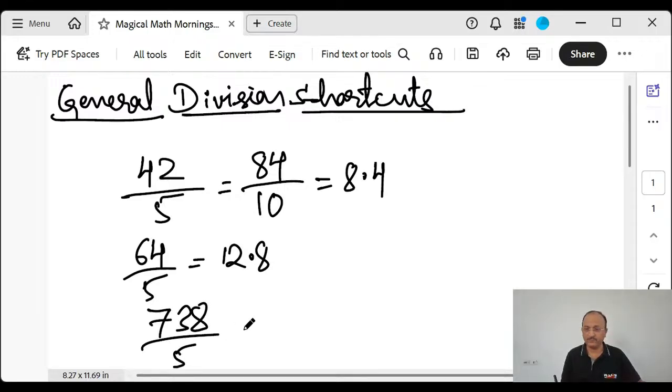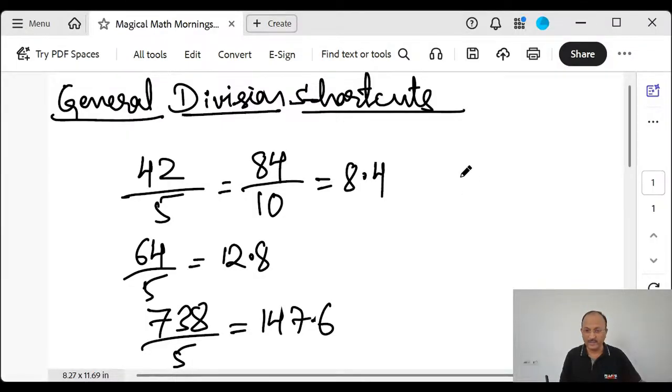Let us extend the same to a little bigger number. 738 by 5. Do it. Double this. Yes, doubling of this will give you 1476. So what do we do? 1476 but with a decimal place. That's it. Correct? 147.6.